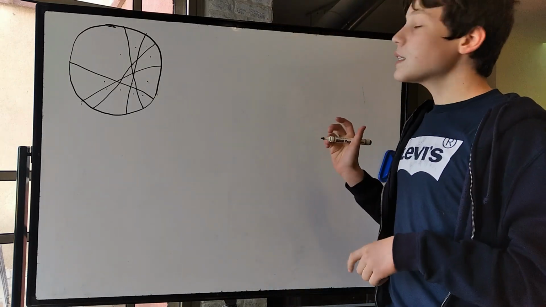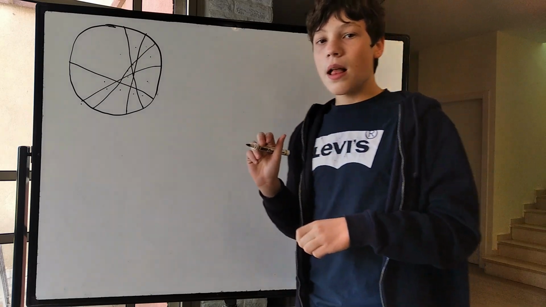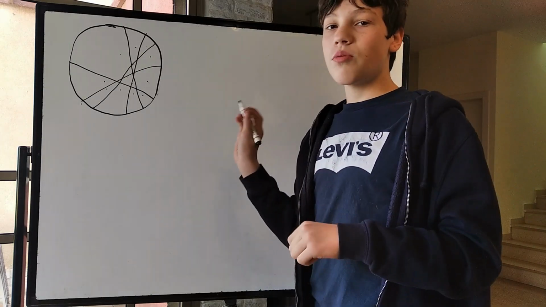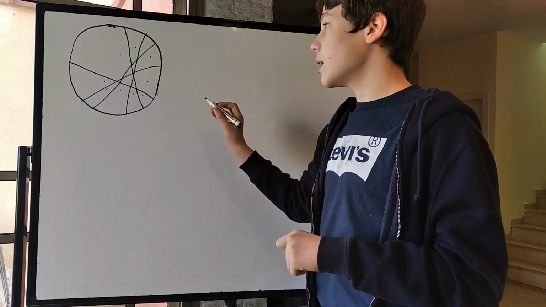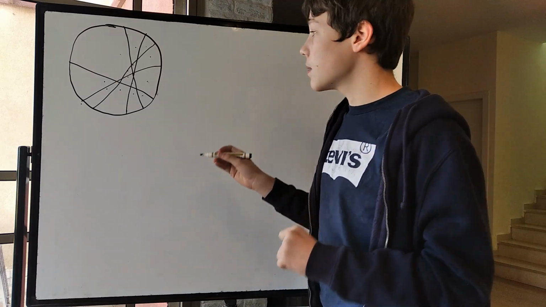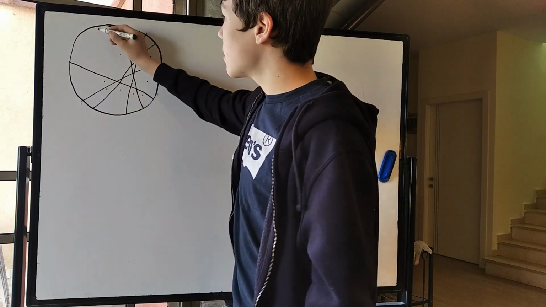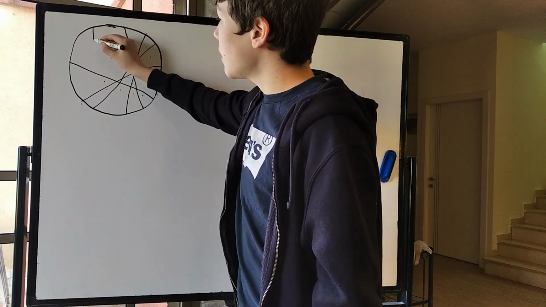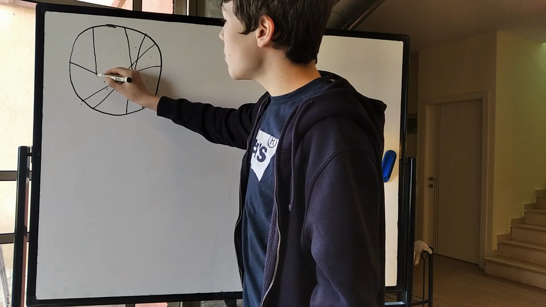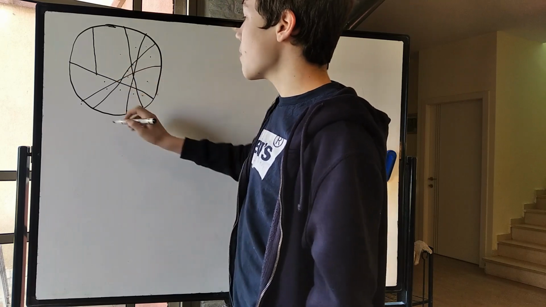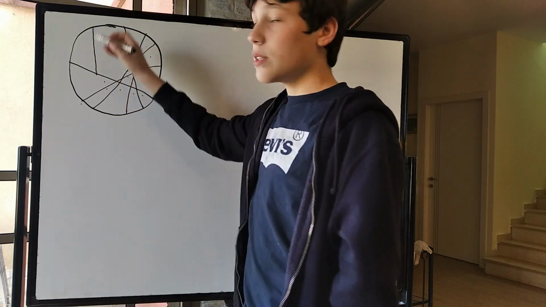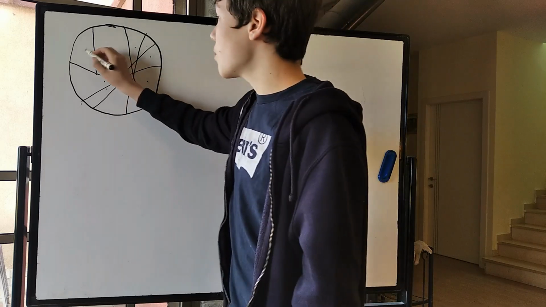So let's first of all try to understand how a new region is created once we do a new cut to the pizza. So let's say we're going to do this cut. We start here, and notice right when we hit a line is where we separated this region into 2. So we added one more region.